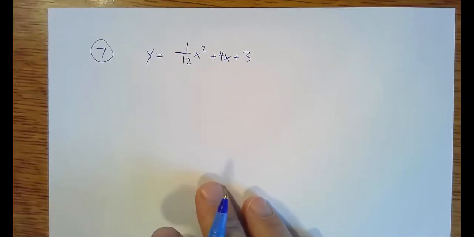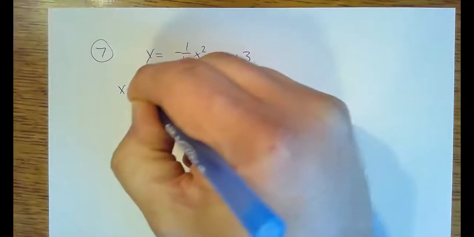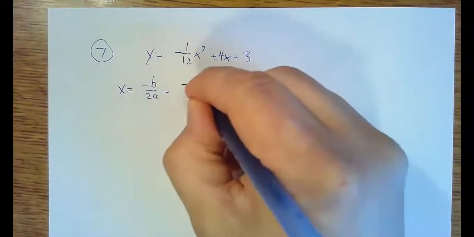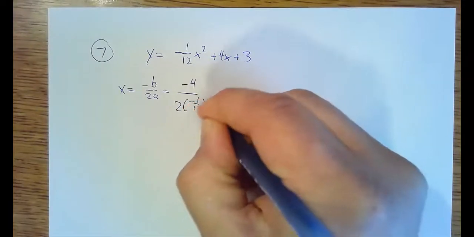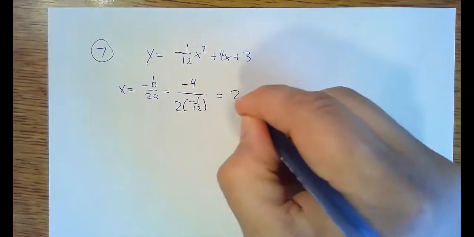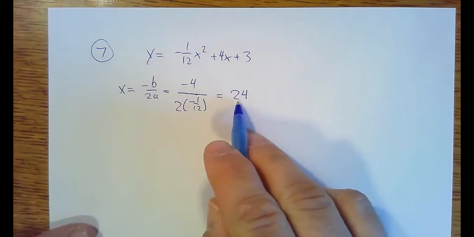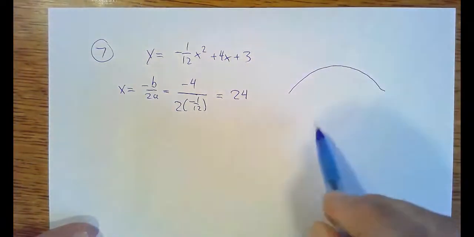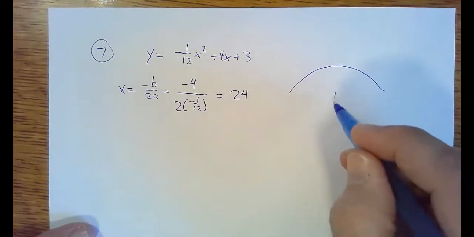So for this function in number 7, we know that the maximum will occur when x is negative b over 2a. So b is 4. So we get the negative of 4 divided by 2 times negative 1/12. So this simplifies to 24 feet. And this is how far out the ball is. So the ball is going up and then landing down the ground. So the vertex occurs when x equals 24 feet.